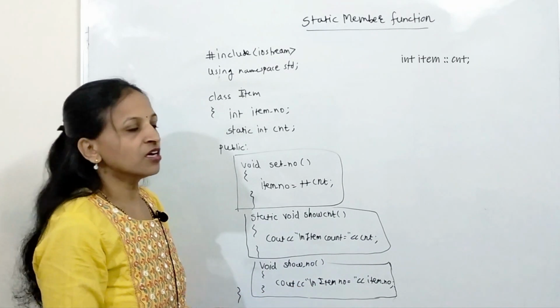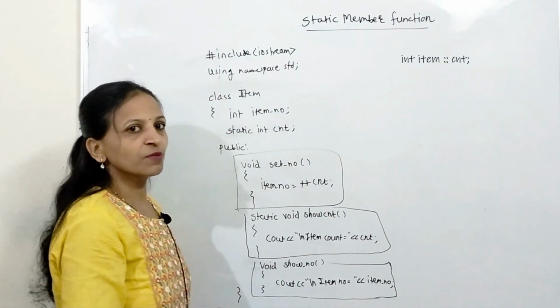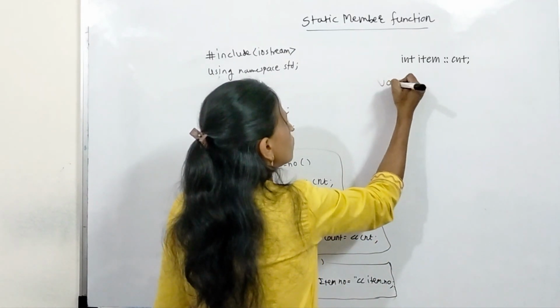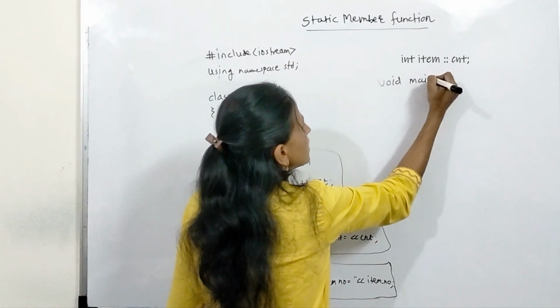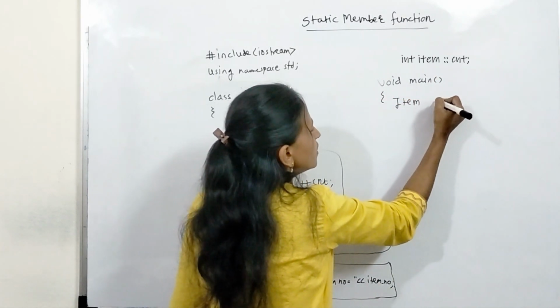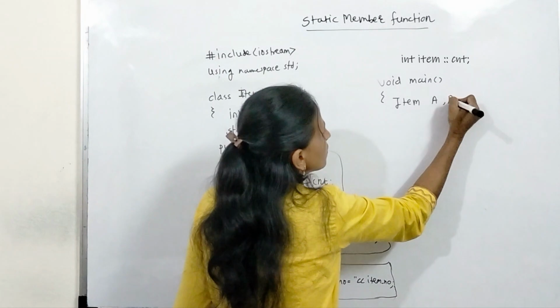Now inside main we will create two objects of this item class, and we will call all the methods one by one. How? Let us see. Void main, and inside that first we will create two objects of this item class, let item a comma b.